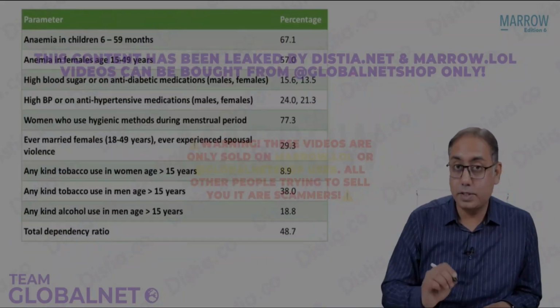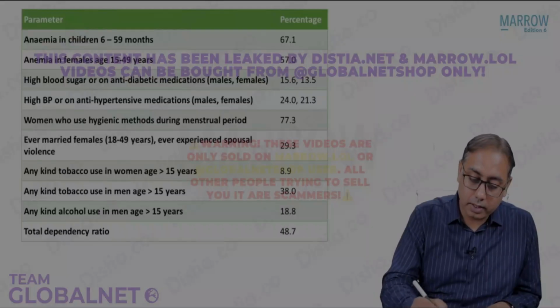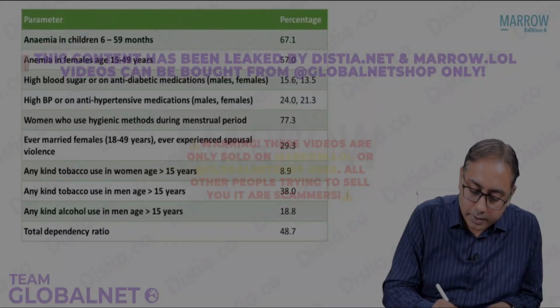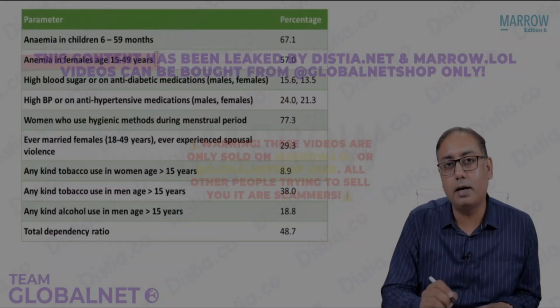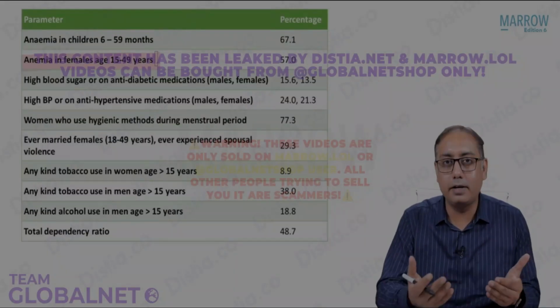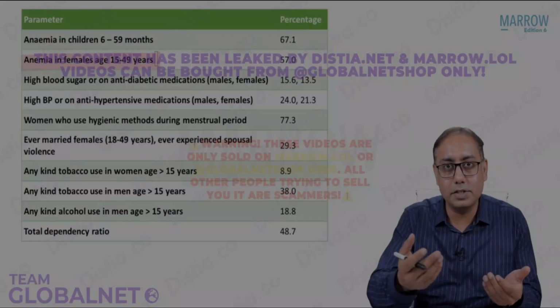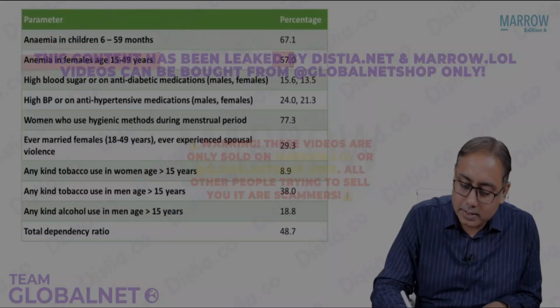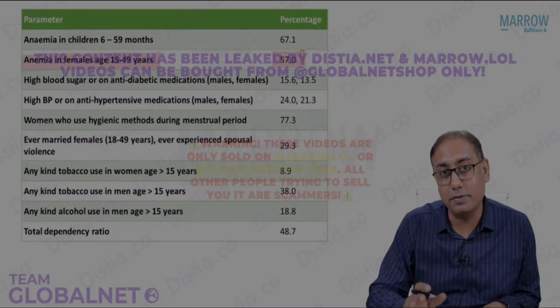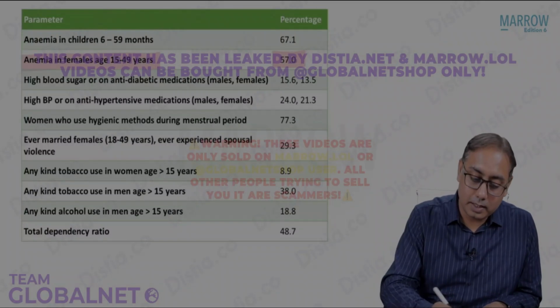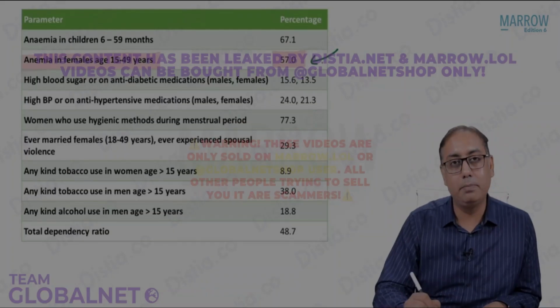Next, we're still on the NFHS. If we talk again about how many females in India aged 15 to 49 years have low levels of iron in their body, that is iron deficiency anemia, we can see that unfortunately it's a bad number. 57% of the females in India are iron deficient anemic. So that is a number which you can be asked in your exam.